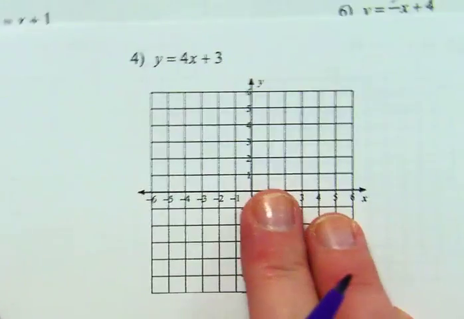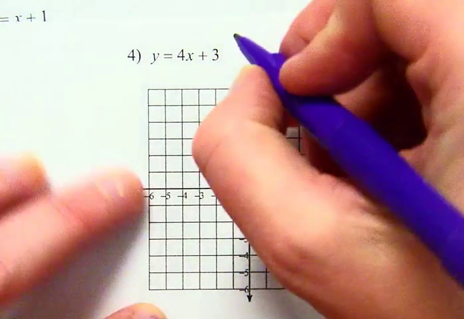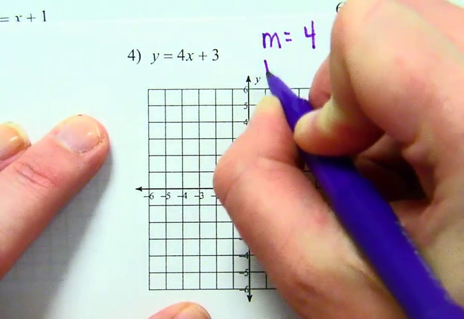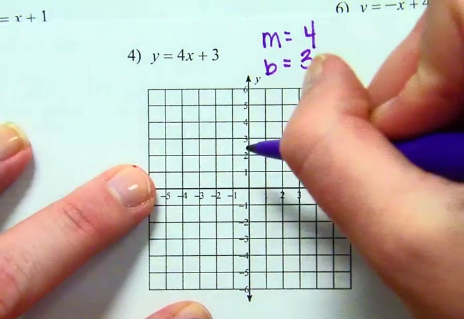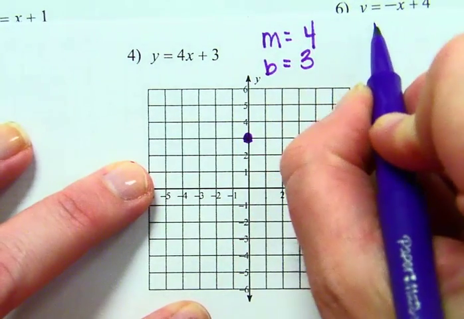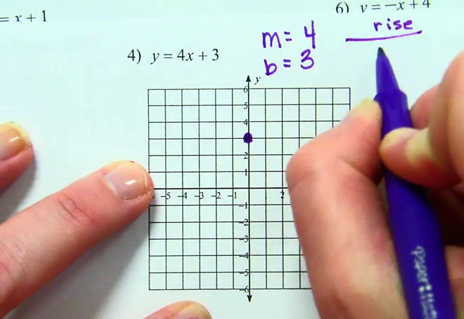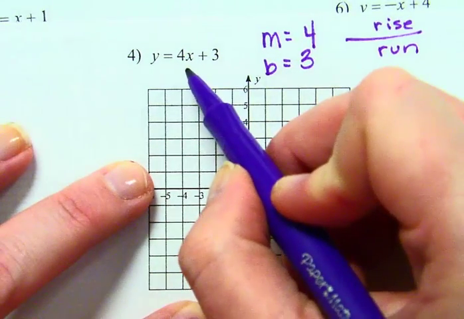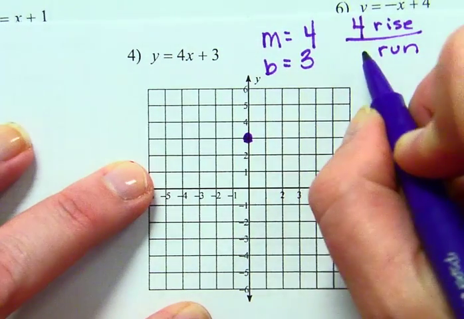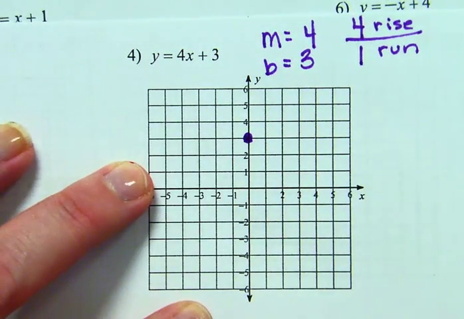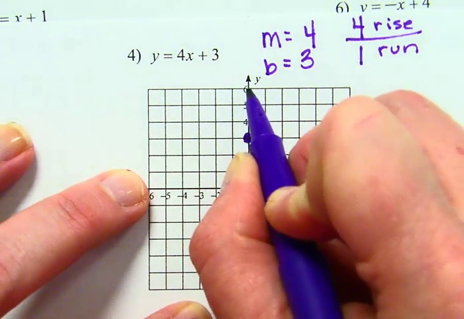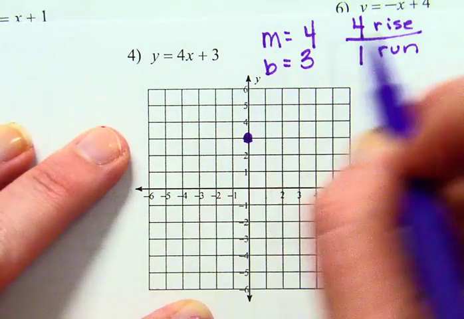Next, we have y equals 4x plus 3. My slope is 4. My y-intercept is 3, so I put a dot at 3 on the y-axis. I need a rise, and I need a run. I have a whole number. If I have a whole number, that goes on top and a 1 for my run. So I go up, 1, 2, 3, uh-oh, I'm out of space.